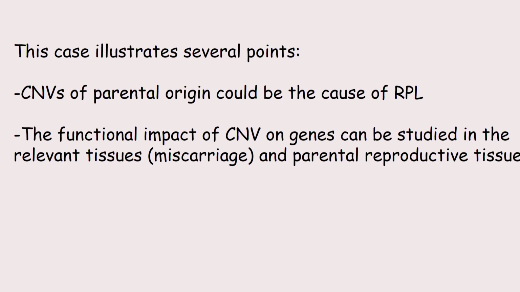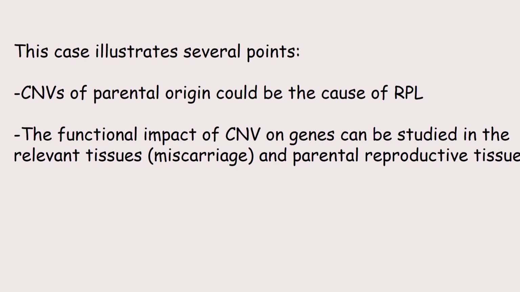And the second point is that the functional impact of CNV on genes can be studied in relevant tissues and parental reproductive tissues. So here it's a small advantage because, for example, when chromosome arrays are used to study children with developmental delay, and there is a very plausible candidate gene affected by a CNV, there is never a possibility to study its effect functionally in the brain. But here we have the miscarriage tissue.